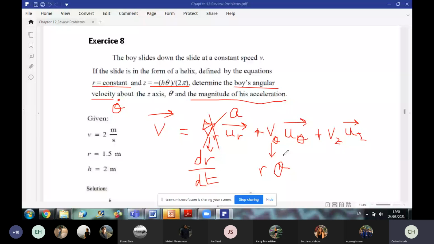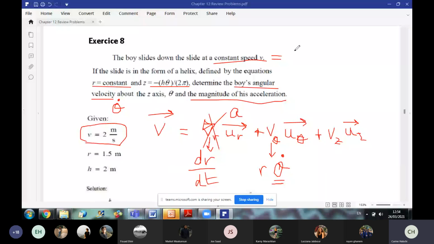Okay. And we don't know theta dot. We want to determine what is the value of theta dot. This is why they gave us additional information in the problem. They gave us the speed of the boy. Okay, so the speed is constant. It's a constant speed, and it's given to be equal to 2.